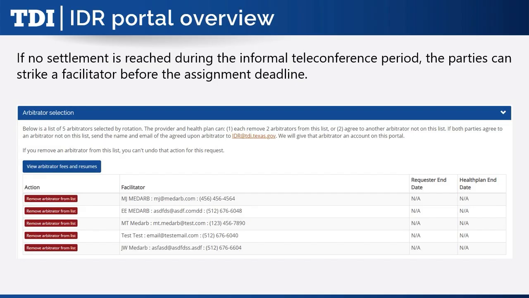As I mentioned earlier, if no settlement is reached during the informal teleconference period, the parties can either select a mediator to be assigned to the request, or they can allow the system to do it. If they allow the system to do it, the 5 facilitators that are originally assigned to the request, one of those 5 will be assigned to the request. The parties have the option of striking 2 facilitators each. And if they do so, the parties cannot see who was struck by the other party. So in some cases, all 4 facilitators may be struck, and the system then assigns the remaining facilitator. In some cases, no facilitators are struck, and the system chooses one of the 5 facilitators and assigns them to the request.